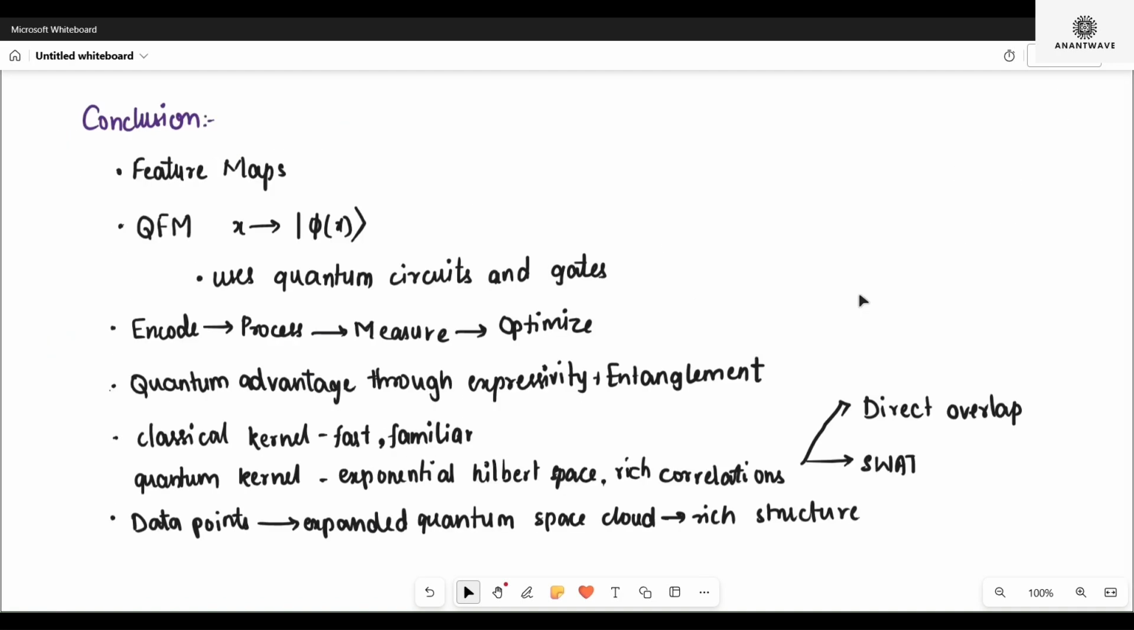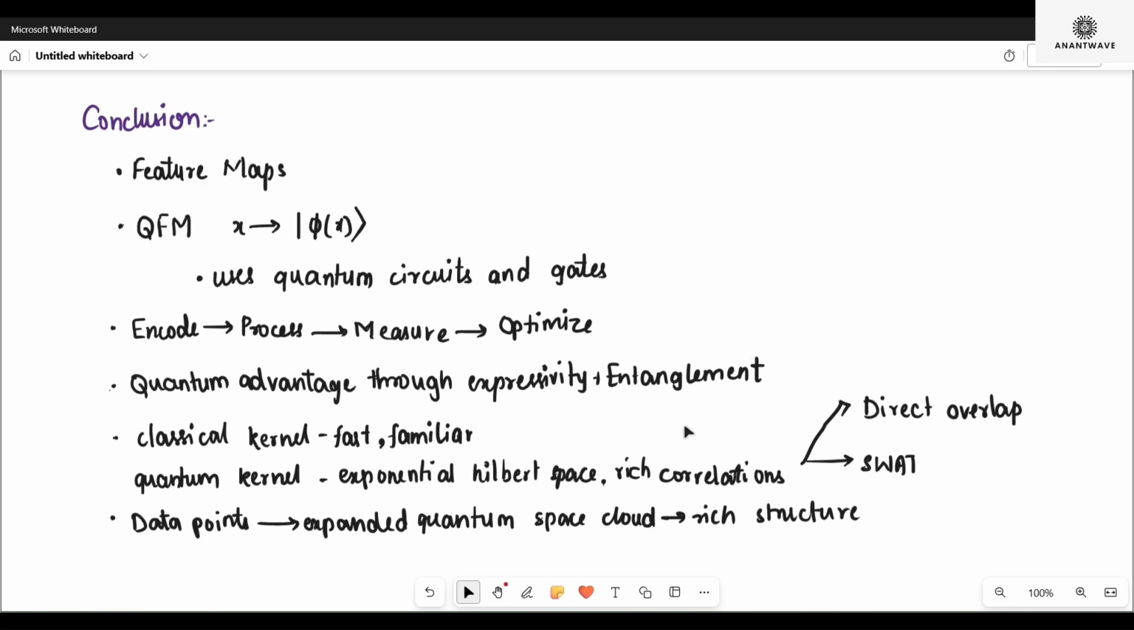Let's wrap up what we have learned. We started by understanding feature maps, the tool that transforms input data into new spaces where patterns and separations become clearer. Then we explored quantum feature maps, where classical data is encoded into quantum features, quantum states, tapping into the vast power of Hilbert space. We broke down the steps in quantum feature maps: encode data, apply parameterized quantum gates, generate high dimensional quantum states, and measure overlaps. We saw why we use quantum feature maps: quantum advantage through expressivity and entanglement.